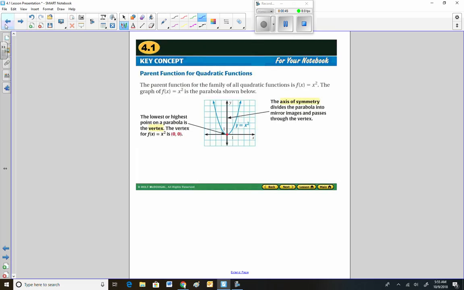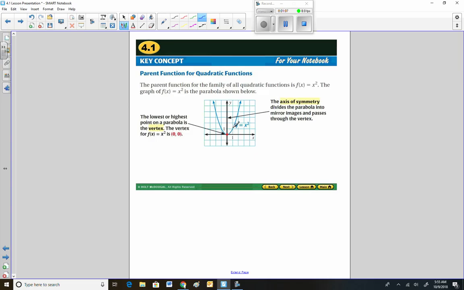This is the parent function of the quadratic. The parent function is f of x, or y, equals x squared. Anytime you see that exponent of the square, and that's the highest exponent, it will create a parabola. So here's our parabola, and it looks like a horseshoe. And the parent function's vertex is at 0, 0.